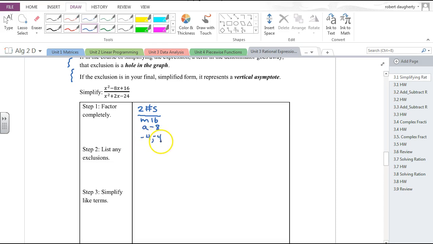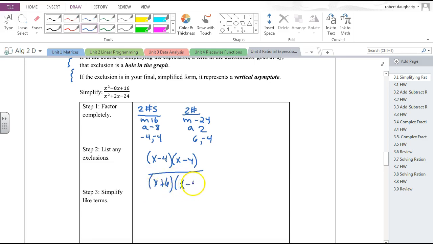Okay? And then I also need to find two numbers that multiply to -24 and add to 2. What numbers do that? How about a 6 and a -4? So I can factor the numerator as what? x minus 4, x minus 4. What's the factorization of the denominator? x plus 6 over x minus 4. Okay?